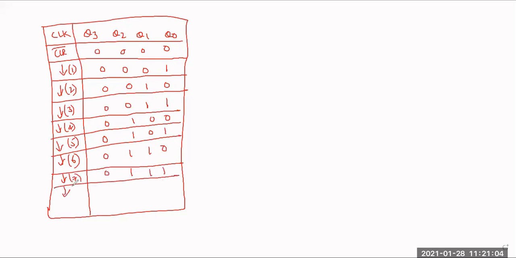And whenever I apply the 8th clock pulse, that is nothing but 1 0 0 0. Whenever I apply the 9th clock pulse, that is nothing but 1 0 0 1. At the 10th, 1 0 1 0. And 11 aithe 1 0 1 1. 12 1 1 0 0. 13 ki entidi 1 1 0 1. 14 కి అయితే 1 1 1 0. 15 కి అయితే all ones.